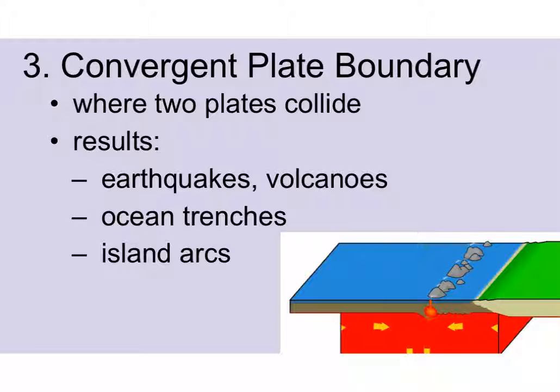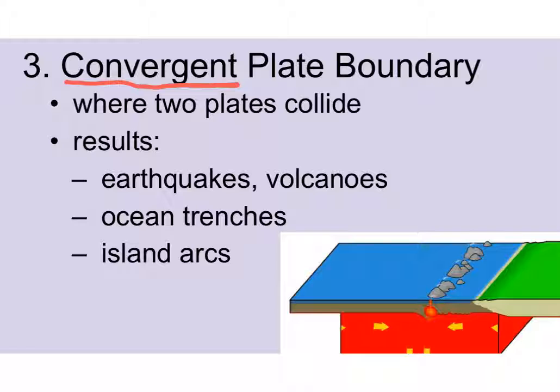All right, so the last plate boundary we're going to talk about today is convergent plate boundary. Converge, when you converge, you are making two things go together. And that's exactly what happens in a convergent plate boundary. The two plates are colliding, they make a collision.